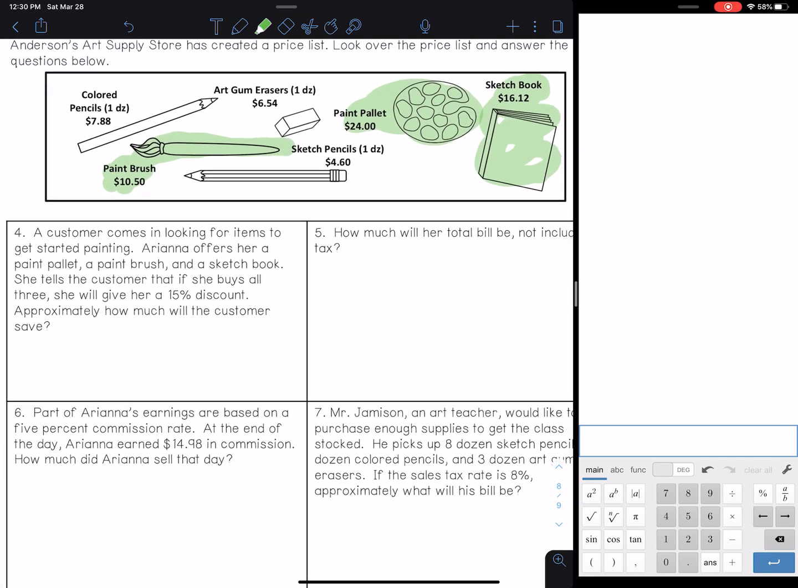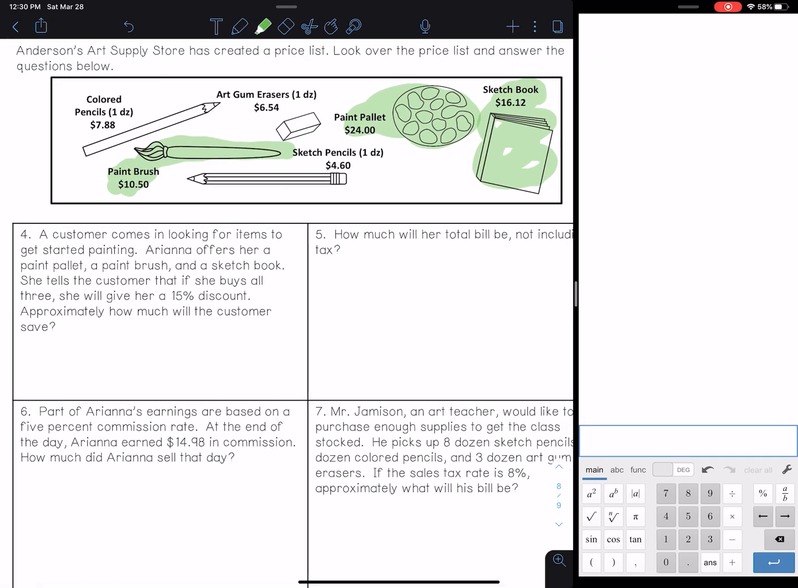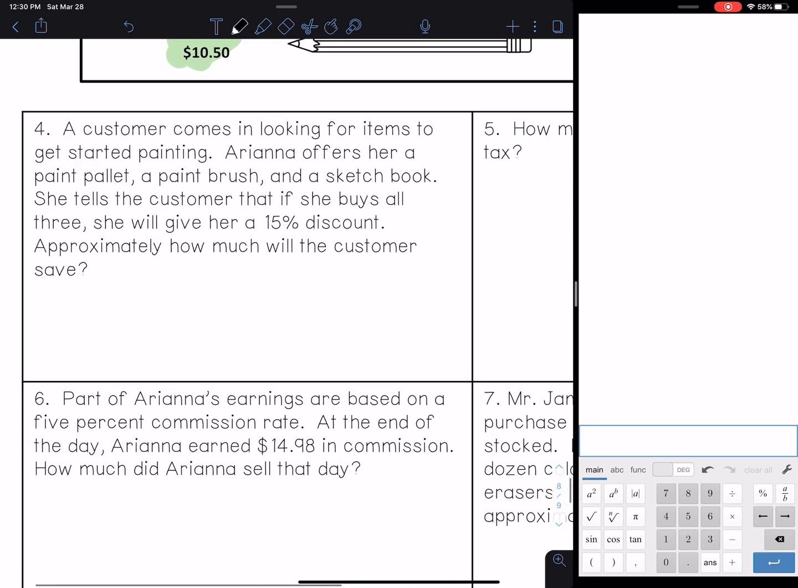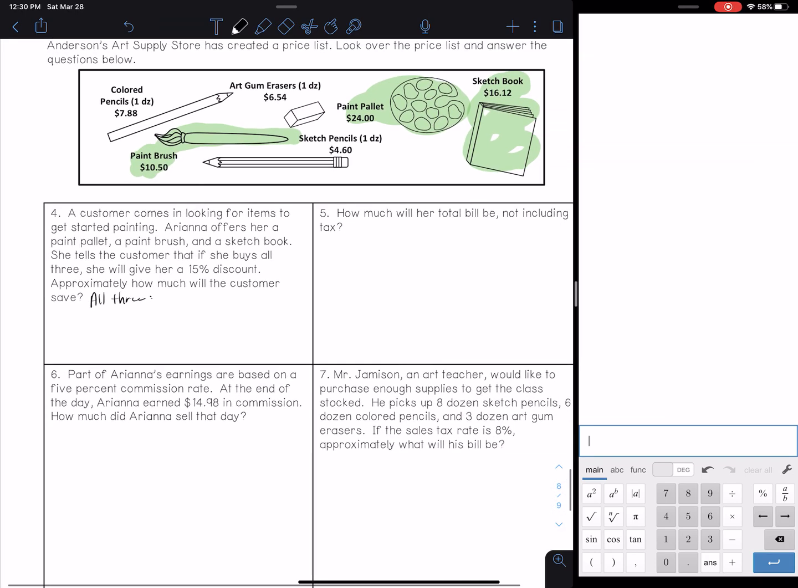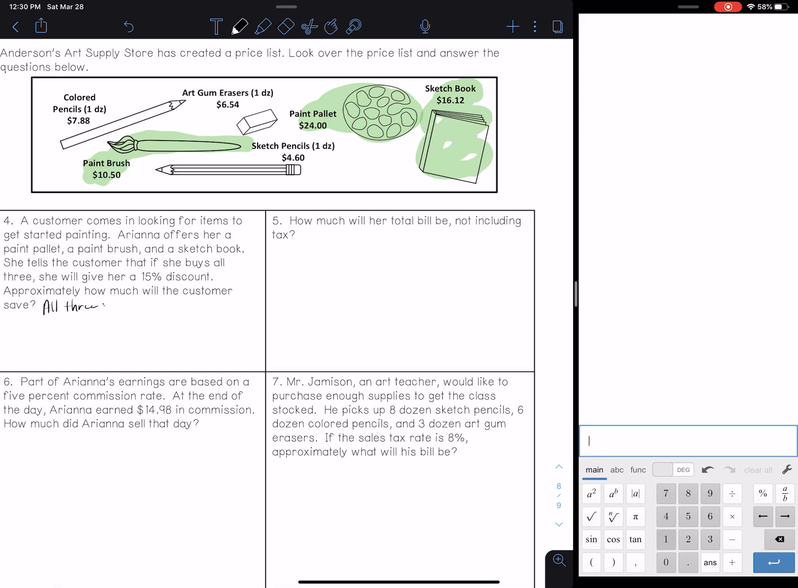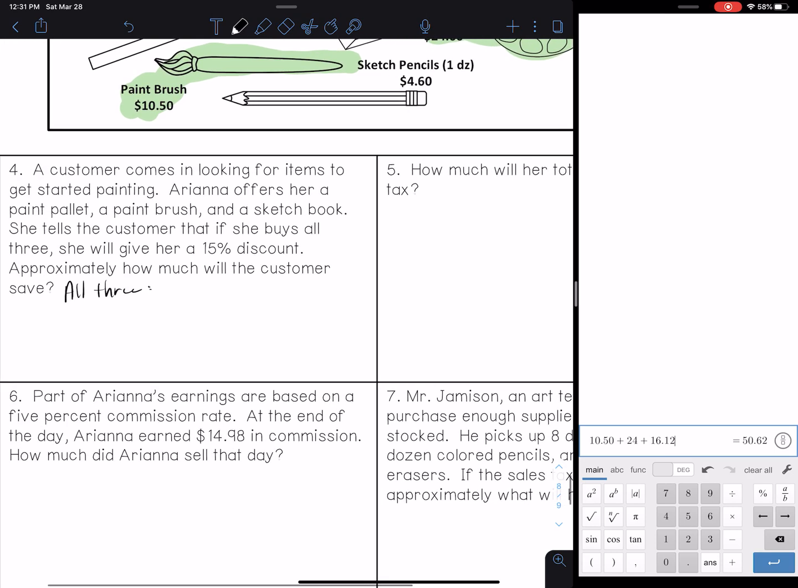So, how much is she going to spend if she gets all three? Well, that would be adding up the cost. So $10.50 plus $24 plus $16.12. So all three together, that would be $50.62.